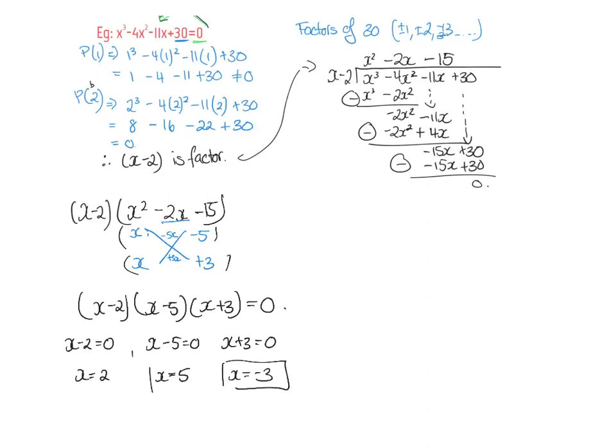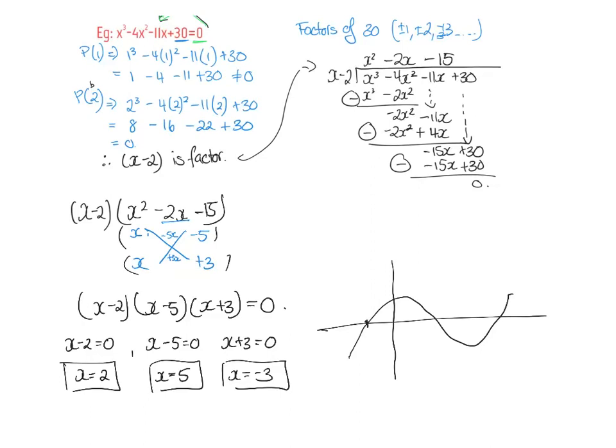When we later talk about graphs, this one will go something like that. So this will be the negative 3, 2 and 5, etc. But we'll do that later.